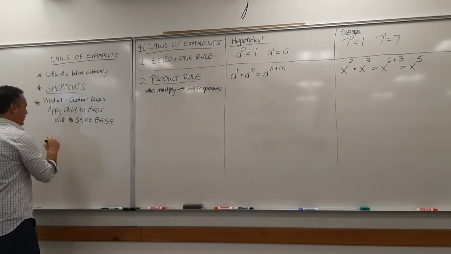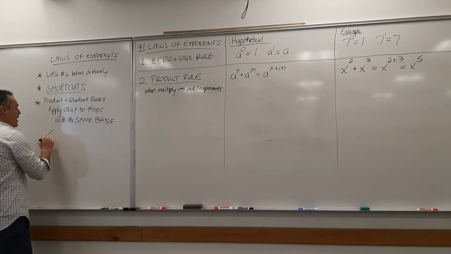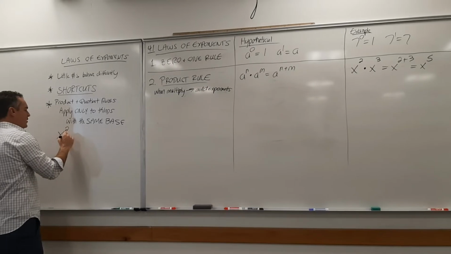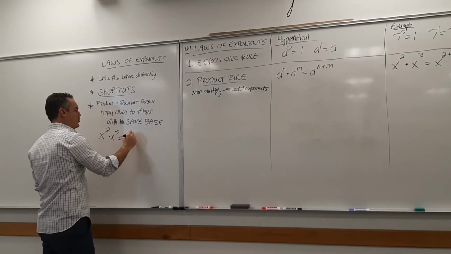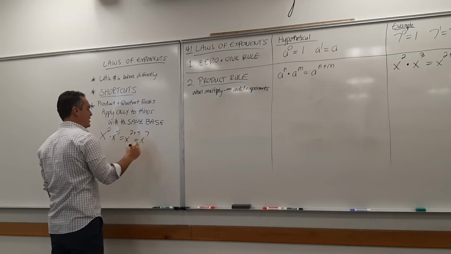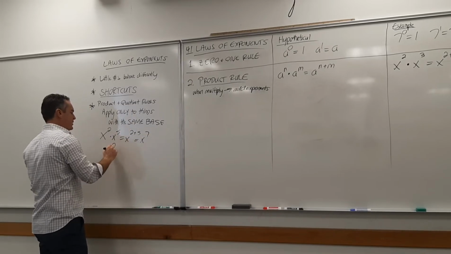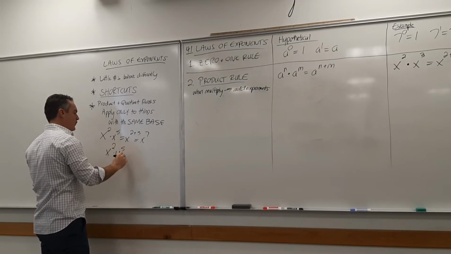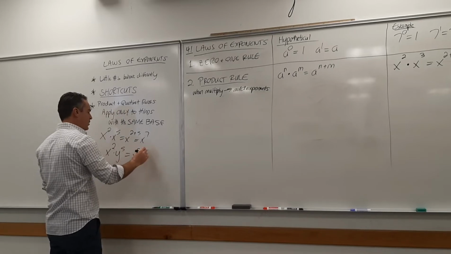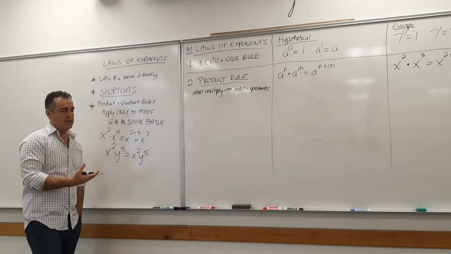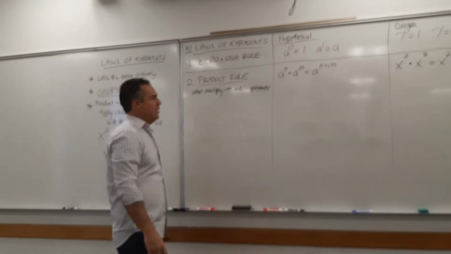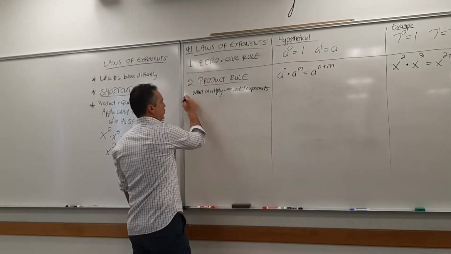For instance, look at this. If I have x to the second times x to the fifth, that'll equal x to the 2 plus 5, which equals x to the 7th. But if I have x to the second times y to the fifth, well, that's just going to be x to the second, y to the fifth. I can't combine those because their bases are different. All right, let's go to our next rule.